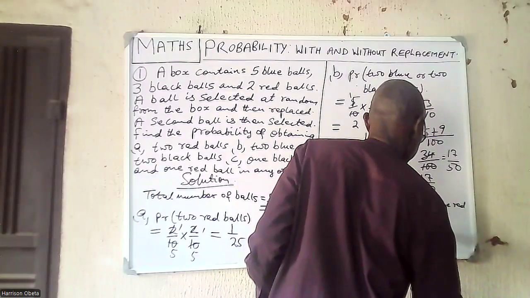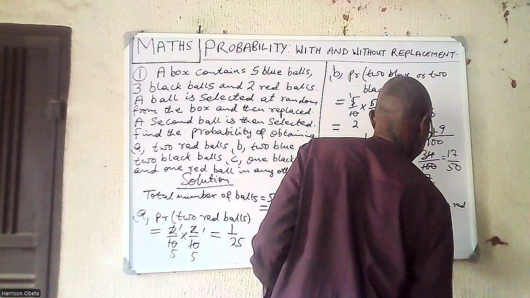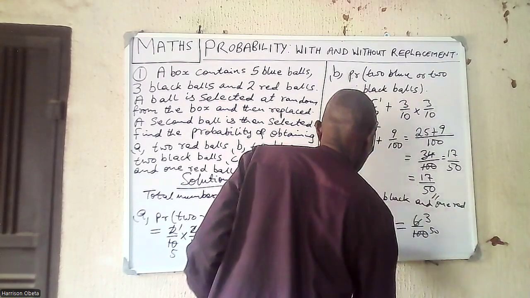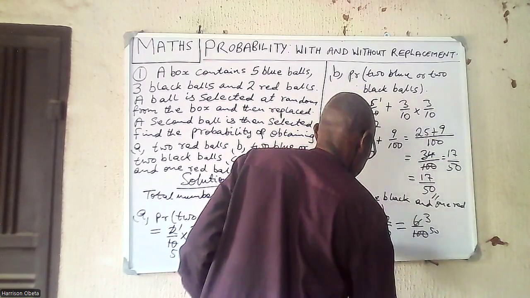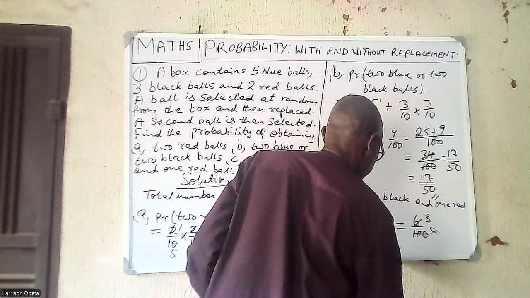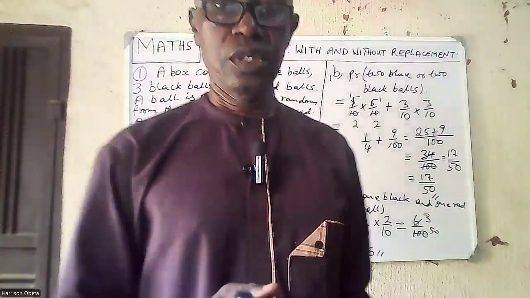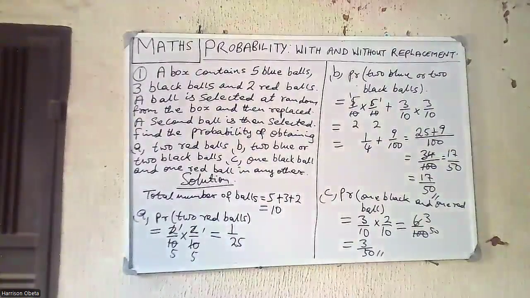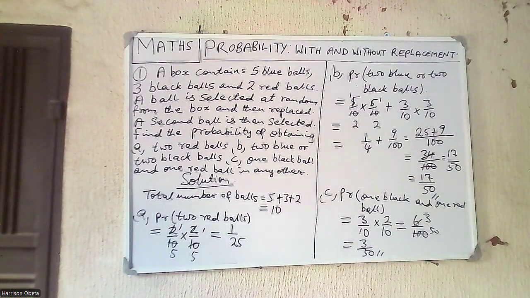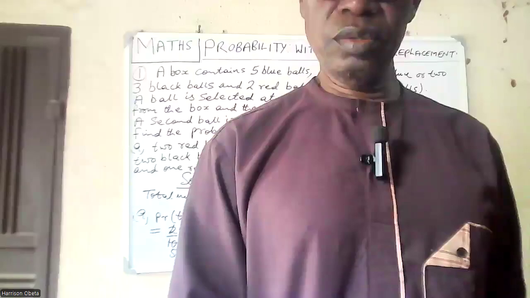We divide. 2 here is 3, 2 here is 50. So our final answer is 3 over 50. And that is the answer to that. So that is the answer to the 3 questions given to us. So we're now going to number 2 question.